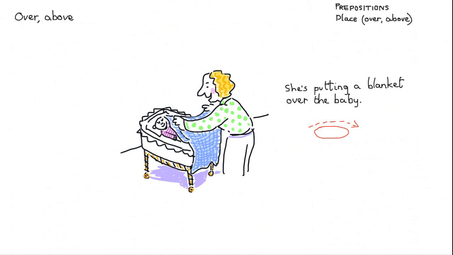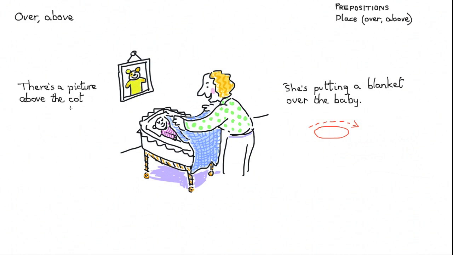Now I want to add something to this scene. Here's a picture on the wall, and the picture is above the cot or crib. So I'll just write over here, there's a picture above the cot, or if you like, the crib. I think crib is more American and cot is more British, but we use both. And here's a little drawing to indicate the relationship of above. One is higher than the other, but not necessarily covering it.